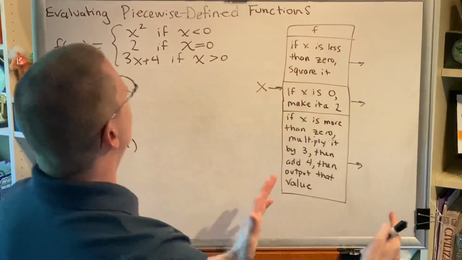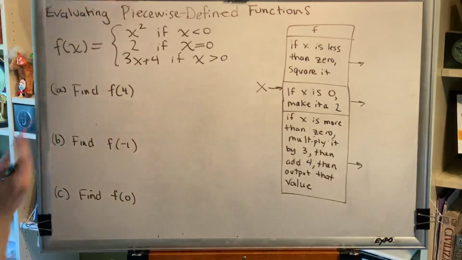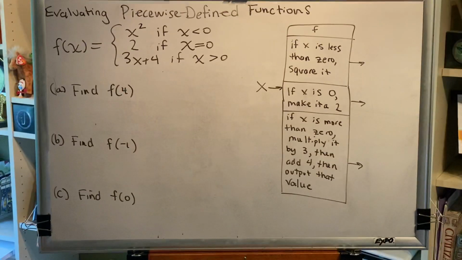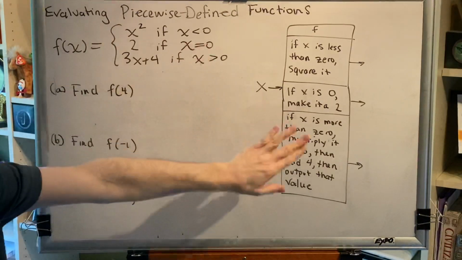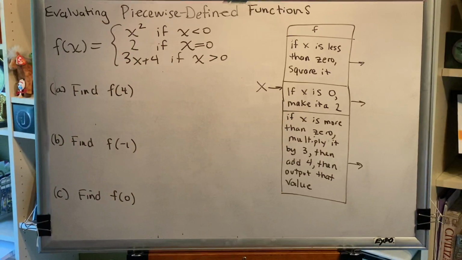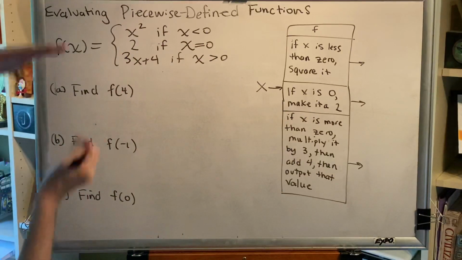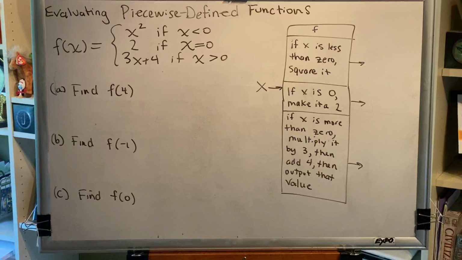This diagram is the same thing as this algebra that I've written right over here. So hopefully by showing you these two different ways of representing the same information, I've given you a clear conceptual understanding of how evaluating a piecewise-defined function works. All right, let's go ahead and begin our problem.